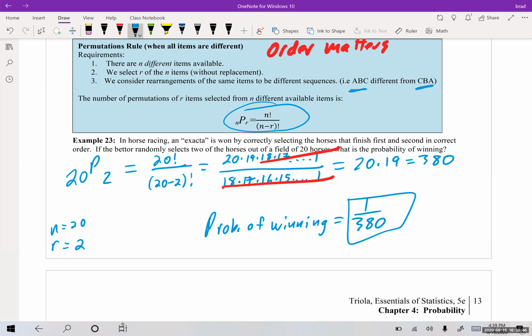In this case, it says the horses finish first and second in correct order. That means if you wanted to pick Shadow to be first place and Celeste to be second, it has to be in that order for you to win. If you pick Celeste first and Shadow second, and it turns out in the actual race that Shadow's first, then you lose. It doesn't count. So you have to not only pick the first and second place horse, but you also have to pick them in the correct order. So that's why order matters.